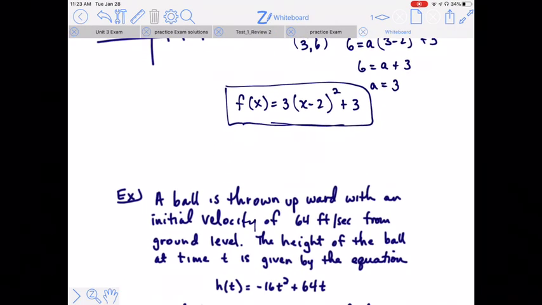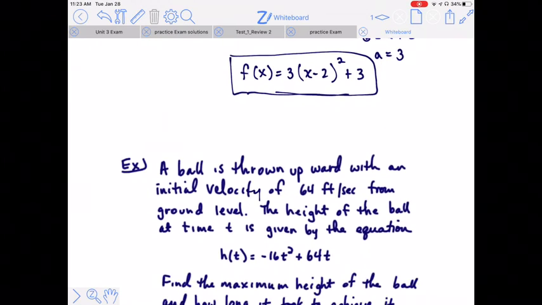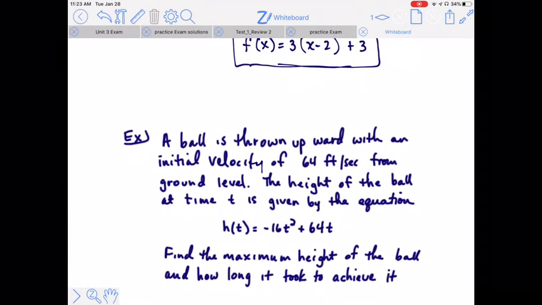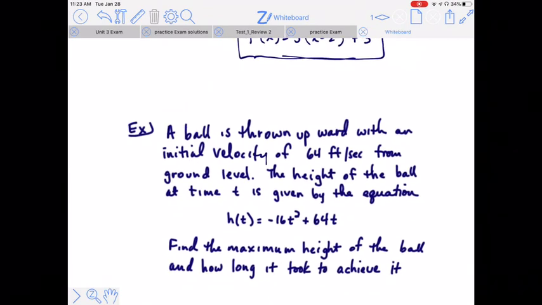Now finally, the latter part of your homework is going to have some application problems. One kind of like this one. So go ahead and hit pause, write this one down. Now the question here comes at the end. Find the maximum height of the ball and how long it took to achieve it.